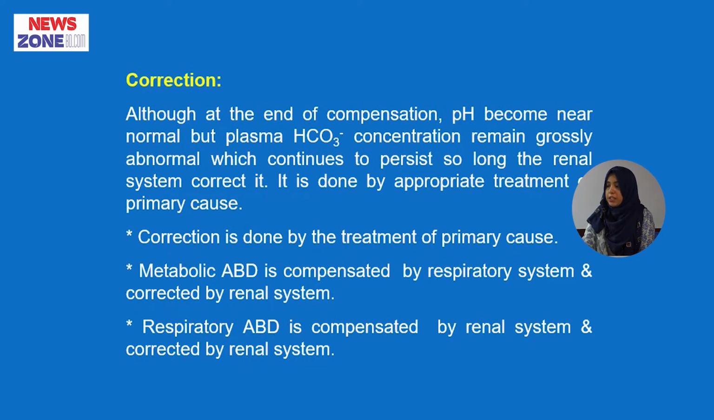Correction: although at the end of compensation pH becomes near normal, plasma bicarbonate concentration remains grossly abnormal, which continues to persist. So, we correct it by the renal system. It is done by appropriate treatment of the primary cause. Metabolic acid-base disorder is compensated by the respiratory system and corrected by the renal system. Respiratory acid-base disorder is compensated by the renal system and also corrected by the renal system.